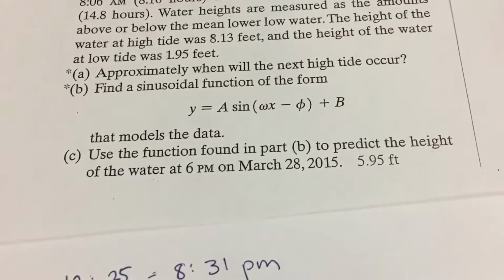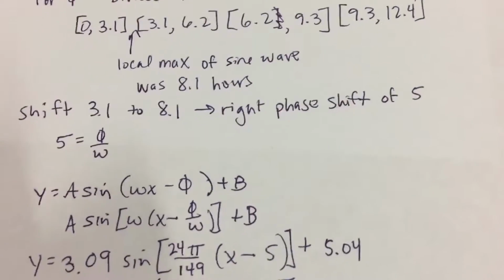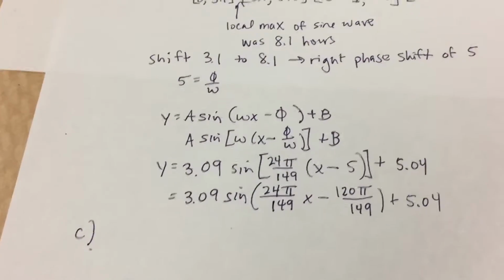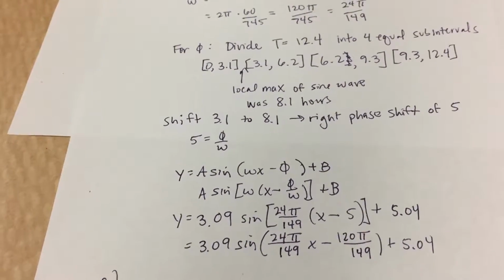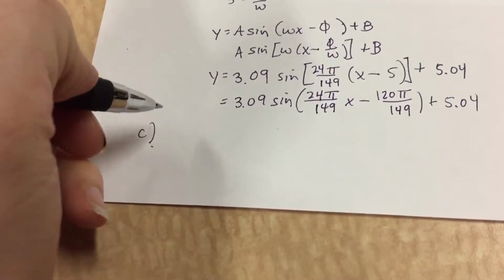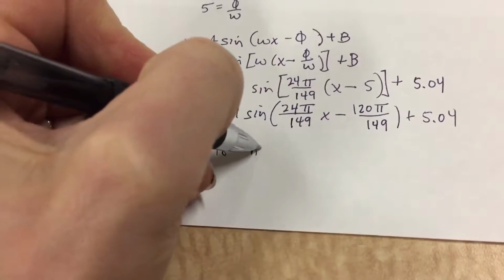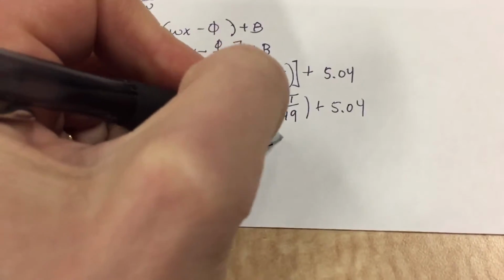And then C, let's read C. It says, use the function found in part B to predict the height of the water at 6 p.m. Oh, it's given the answer there, 5.95. Here's one little tricky part about C: it's 6 p.m. We used 8:06 a.m. as 8.1, but we have to use military time, because 6 p.m. is really the 18th hour. So x would not equal 6, x would equal 18.